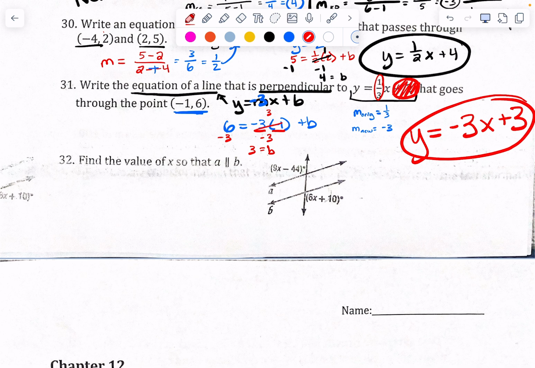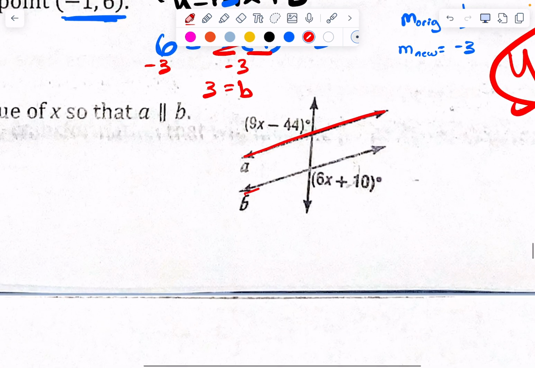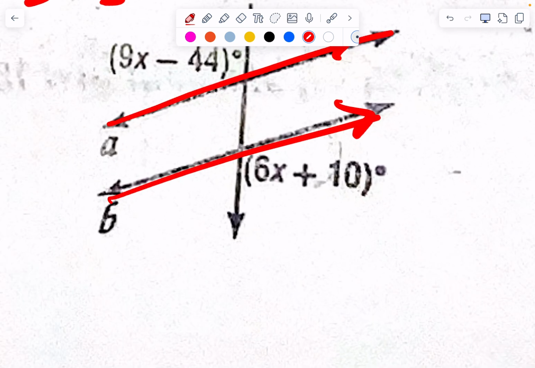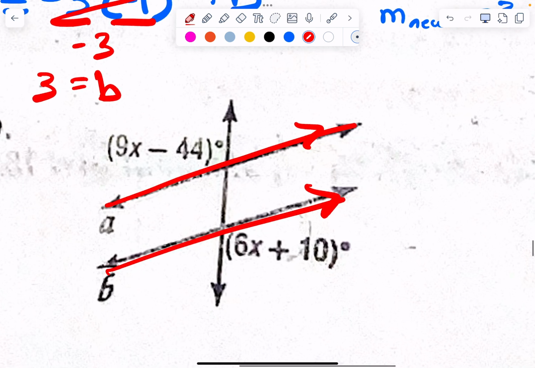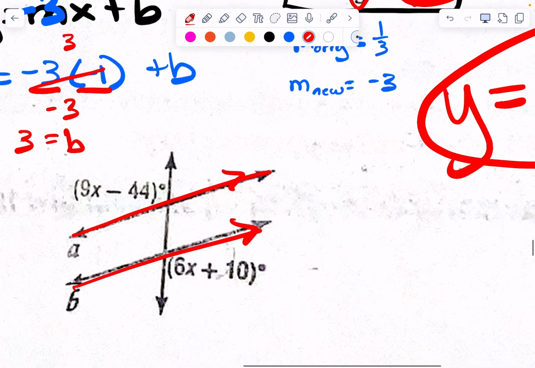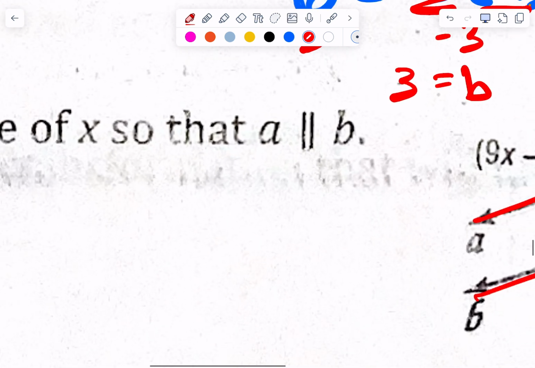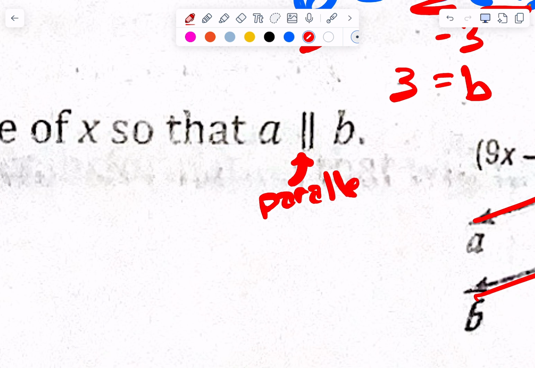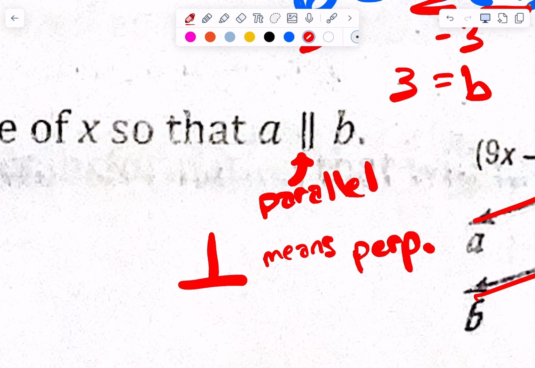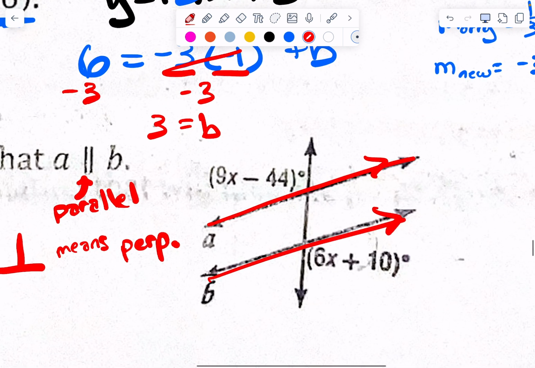They want us to find the value so that these two lines are parallel. Can we go over what all those double lines mean? It means parallel. What does this mean? Because it makes a T, that symbol means perpendicular. A double line means parallel. Good question. Okay. So I want those two lines to be parallel.